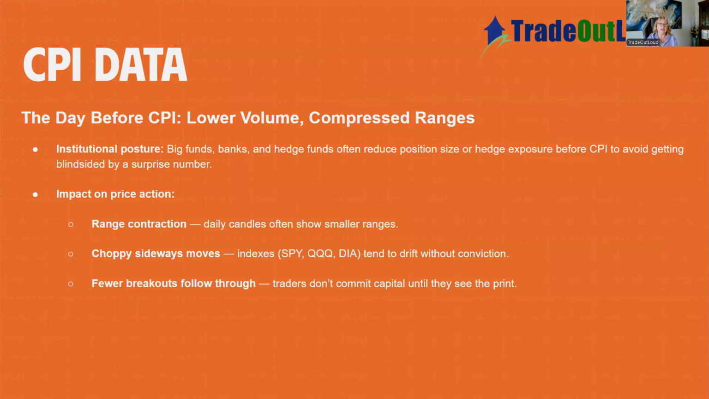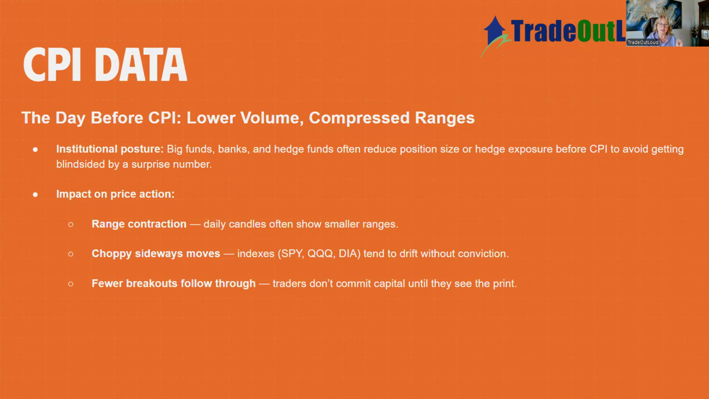So institutional posture: big funds, banks, hedge funds often reduce position sizing or hedge exposure before the CPI numbers to avoid getting blindsided by a surprise number. Okay, so that's what typically happens. Now, what I've noticed in yesterday's trading session is the fact that the institutions didn't really leg out of trade. So maybe there were some whisper numbers out there, but the market is still very, very robust. It's still in a dominant power trend.